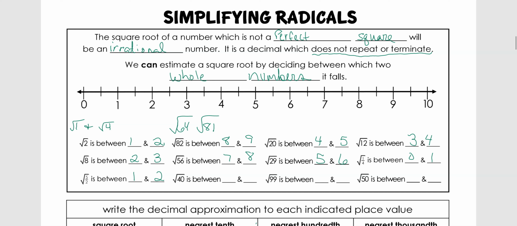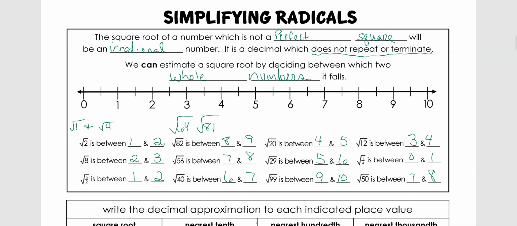All right, we've got 40. Now 40 we know is close to 49, but it's less than 49, so we're going to put the square root of 7. And then below that is 36. 99 is very close to 100, so the square root of 100 is 10, and therefore the lower number is 9. And then we have the square root of 50. 50 is just a little over 49, so the lower number is 7. And then the next one would be 8.